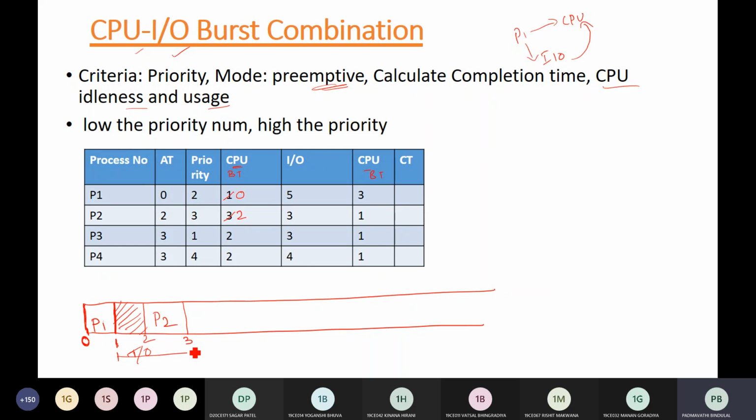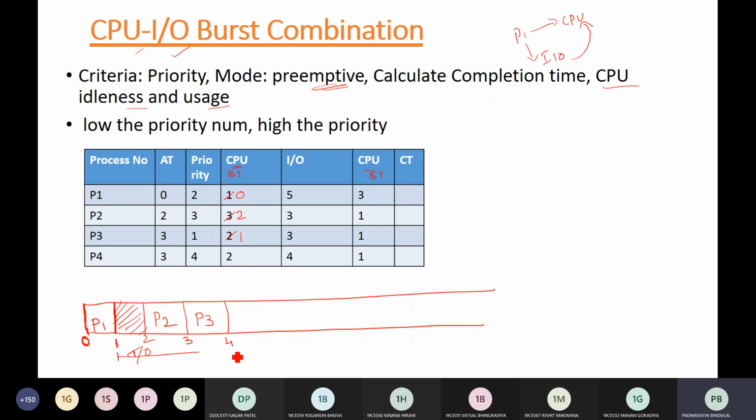Okay. Now in the third instant, you have the P2 process already in your system. The P3 process has also arrived, and its priority is 1. It is already specified that the lower the priority number, the higher the priority of the process. So here you have to execute the P3 process. You are executing it for 1 second and you reduce its burst time by 1.